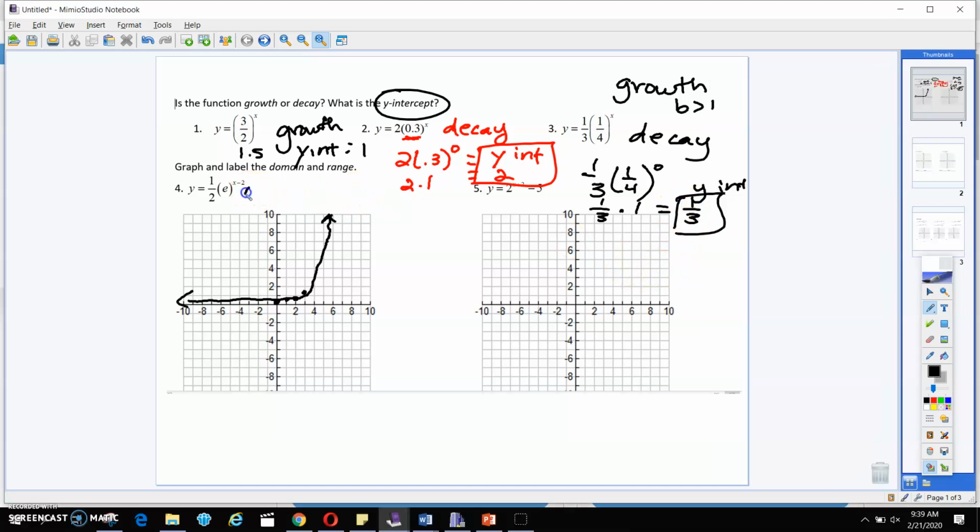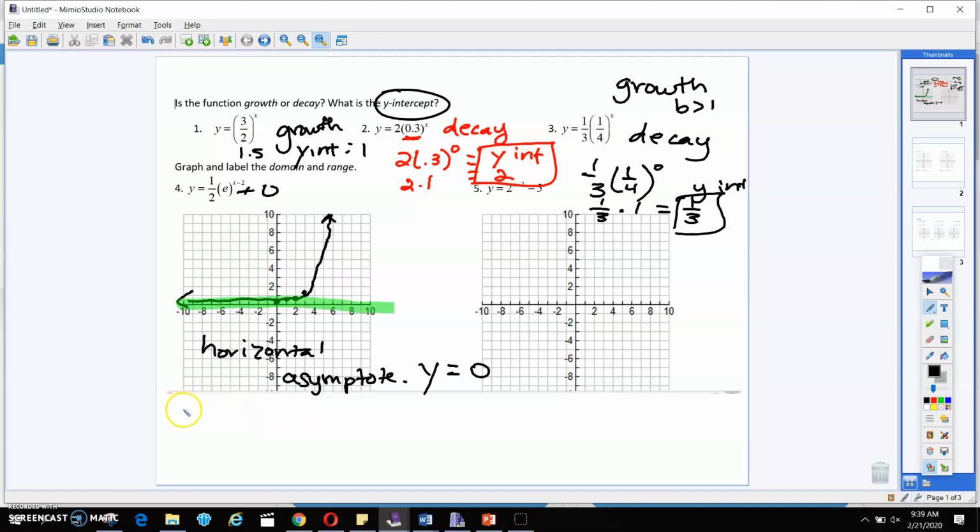All right, so here's the deal. Do you see how there's nothing added on at the end of this? That means that we're going to have a horizontal asymptote at y equals 0. Okay? So there's going to be a horizontal asymptote. I'll teach all that in a little bit. At y equals 0.